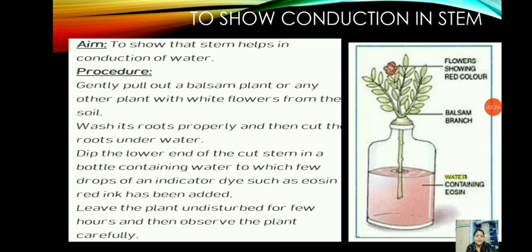Then dip the lower end of the cut stem in a bottle containing water to which a few drops of an indicator dye such as eosin or red ink has been added. So in the next step, you have to take some colored water in which you are going to dip that stem. Then leave the plant undisturbed for a few hours and then observe the plant carefully. So we keep the setup undisturbed for about 8 hours and then observe it. Children, while writing this activity, you have to draw the drawing given on the right side. Clear?